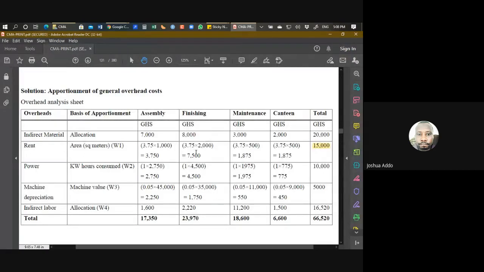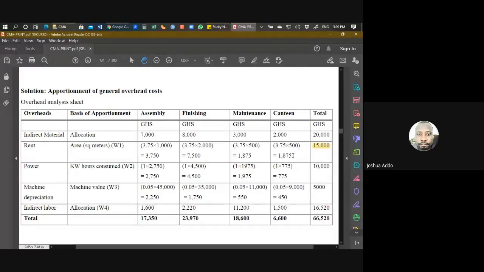Okay, so let's make progress. I'm just using the example I did. 3.75 is constant, multiplied by the department's own square area. Finishing is 2,000, giving us 7,500 as the finishing department's share of the rent cost of 15,000. Maintenance has 3,000 square meters times 3.75 cedis, giving us 1,875 as the maintenance department's share of the total rent cost. Same thing happens for canteen.